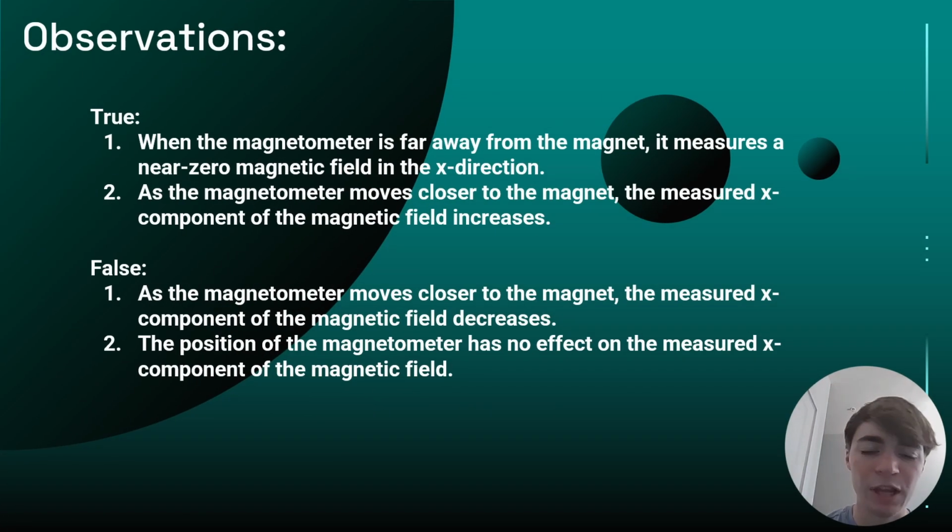Now for some observations with this lab report. We found it was true that when the magnetometer is far away from the magnet, it measures a near zero magnetic field in the x direction, as well as the fact that as the magnetometer moves closer to the magnet, the measured x component of the magnetic field increases, essentially proving true the distance-dependent relationship of a magnetic dipole. What we found to be false was that as the magnetometer moves closer to the magnet, the measured x component of the magnetic field decreases, and that the position of the magnetometer has no effect on the measured x component of the magnetic field, both of which go against the distance-dependent relationship that we established in the beginning and found to be true through our data sets.